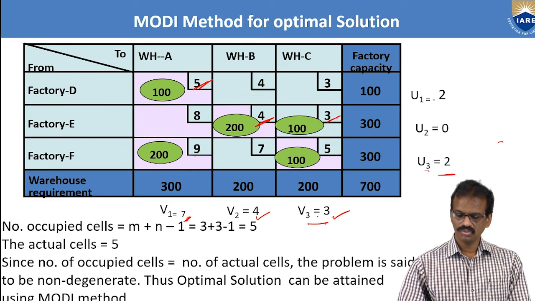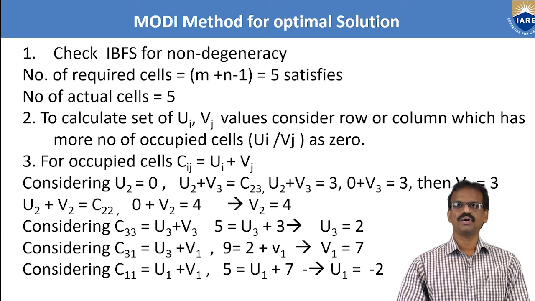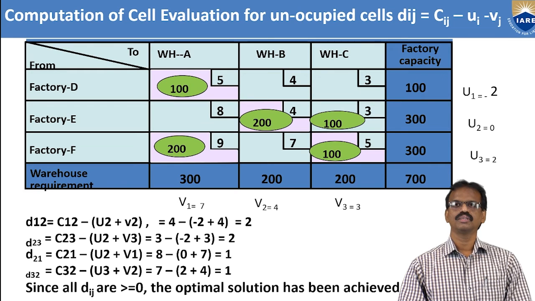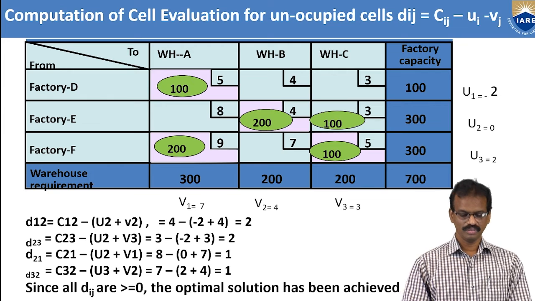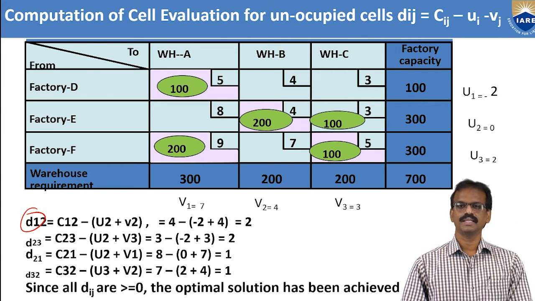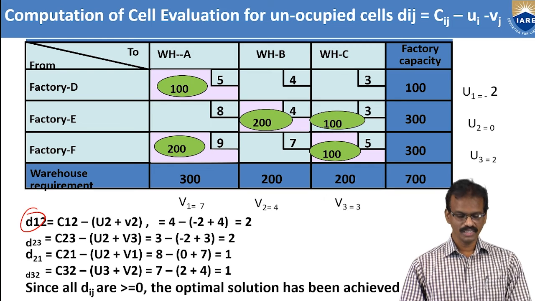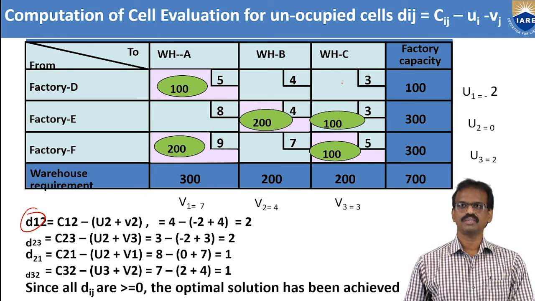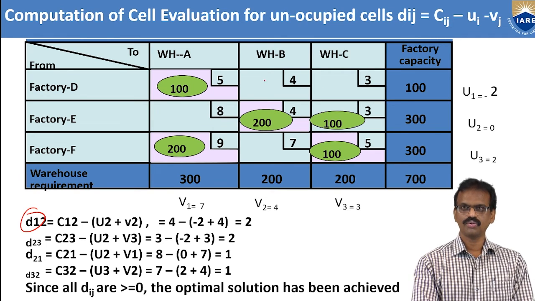By using these UV values, this is the formula, you can refer to that one: Cij is equal to Ui plus Vj, just like rows and columns. I already explained this one. These are the values you got. Then you have to find out the Dij values, the demanded values, for the non-allocated cells.